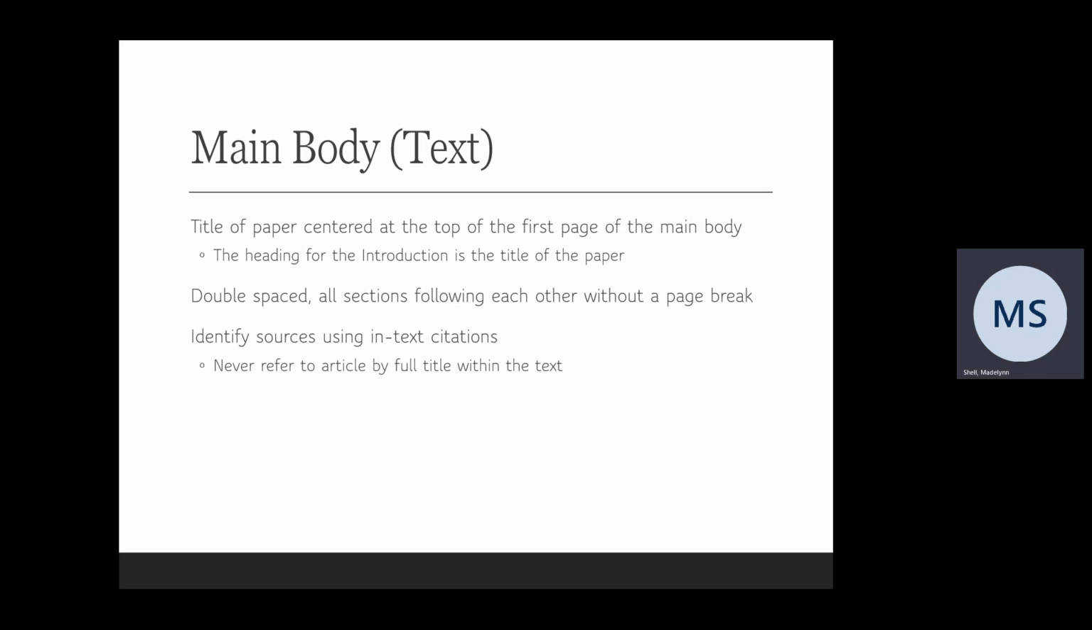The main body of your paper should be double spaced. All sections should follow each other without a page break, so you don't put any extra spaces or anything between sections. And you need to make sure to identify sources using in-text citations. And again, never refer to an article by the full title in the text of your paper, only by the author's last name and year.